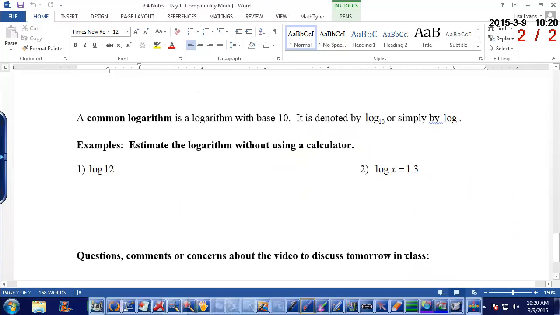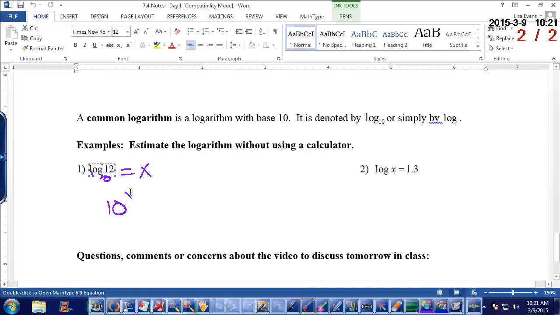Okay, lastly, we're going to try some of these problems without a calculator. We're just going to do it by estimating. So a common logarithm is a logarithm with a base 10. It is denoted by log base 10 or simply by log. So if I don't see a base on my log, I know it's a base 10. So here, let's get started. I don't see a base, so I know it's a base 10. We're going to set it equal to x.